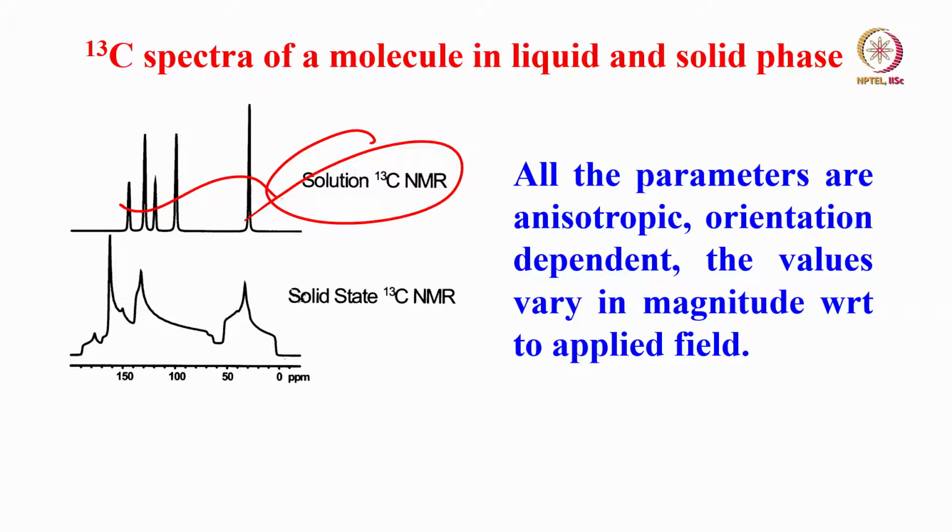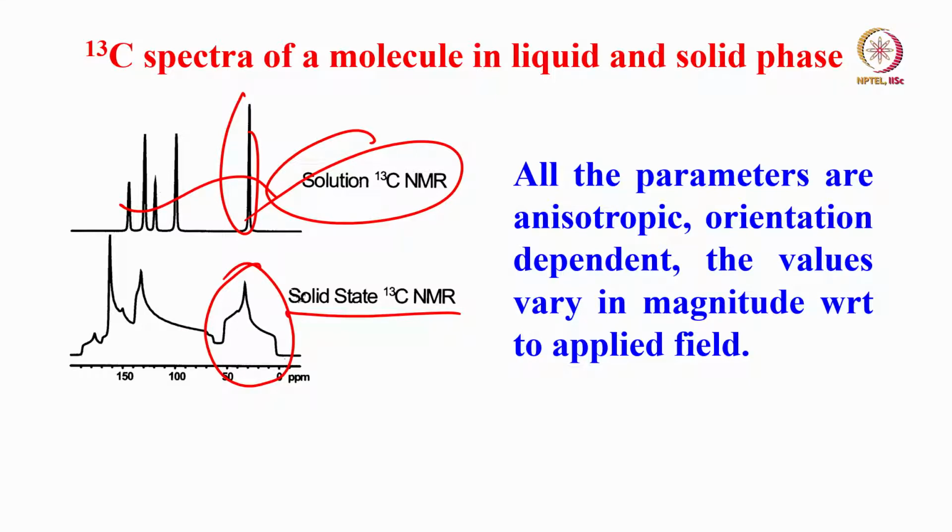The same molecule, put it in a solid state, in a static solid, without doing anything, put the sample in a powder form in an NMR tube or whatever it is, put it in the magnetic field and record the carbon 13 NMR spectrum. This is what you are going to get. Look at this, the single sharp line appears like this. What do you understand from this?